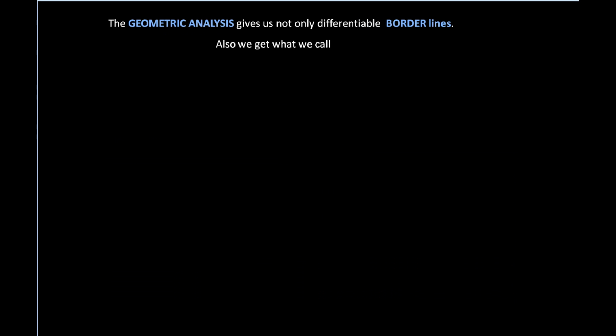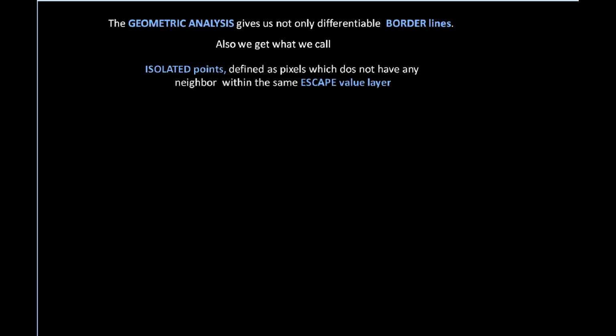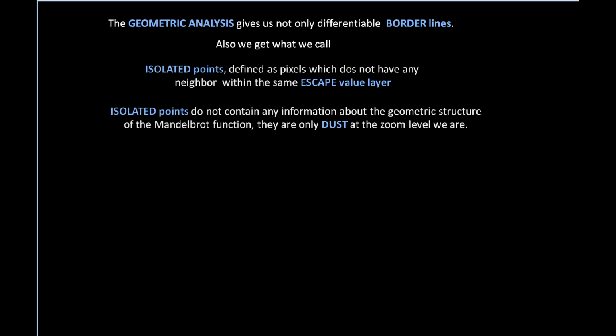Geometric analysis gives us not only differentiable border lines. We also get what we call isolated points, defined as pixels which do not have any neighbor within the same escape value layer. Isolated points do not contain any information about the geometric structure of the Mandelbrot function; they are only just at the zoom level we are. Nevertheless, sometimes we will use them as decorative elements.